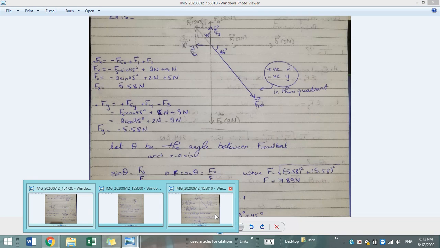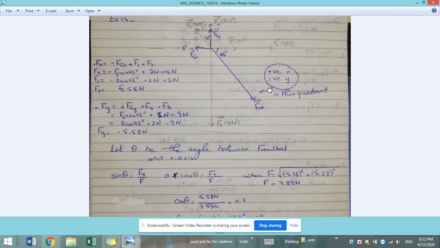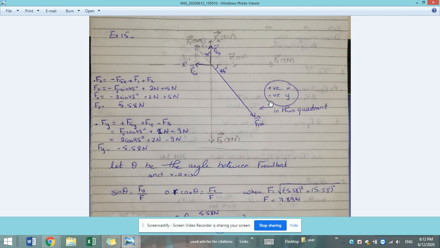The final exercise here, exercise 15. We are given more than one force vector acting on the same particle, and we are supposed to calculate the magnitude of the resultant force and to represent it. Now, when we are asked about representation, we shall find the angle between the force vector of the resultant force and the x-axis. In the first step, we start by projecting the force vectors that are oblique.